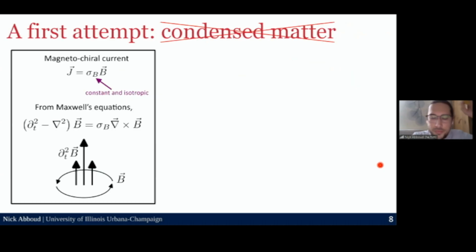As a very first zeroth order attempt, we can ignore everything that makes this a condensed matter problem and look at just the consequences of a current going with the magnetic field. This is by no means new. From Maxwell's equations, you get a modified wave equation that's saying that the acceleration of the magnetic field is driven by its rotation. So this is like the cartoon animation from earlier.